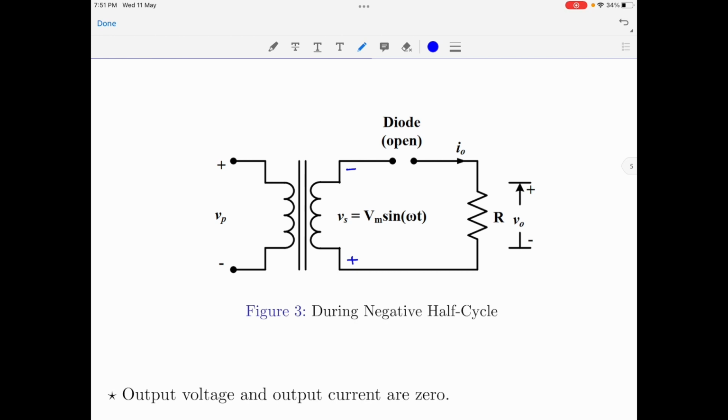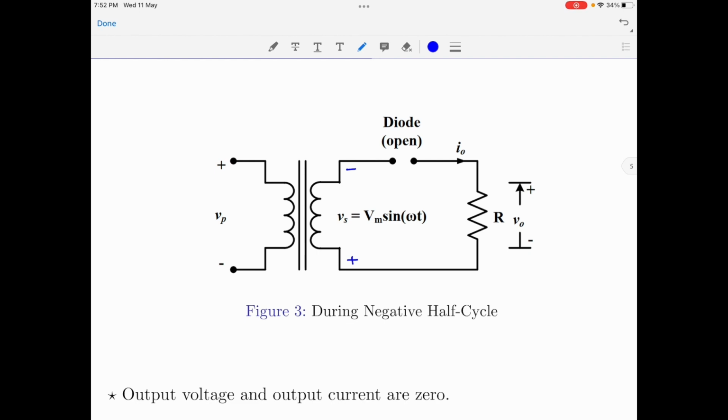Since the diode is now open circuited, the load is disconnected from the supply and therefore the load voltage V0 is equal to 0. Further, since there is no connection between the secondary of the transformer and the load, the output current I0 is also equal to 0.